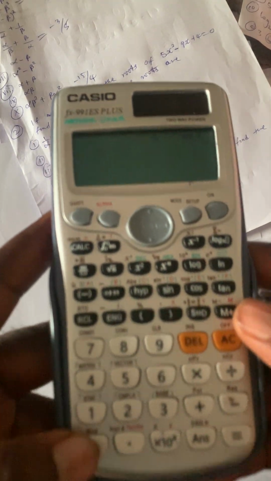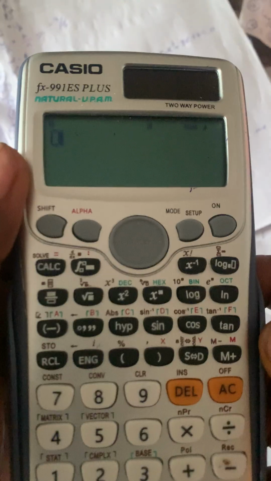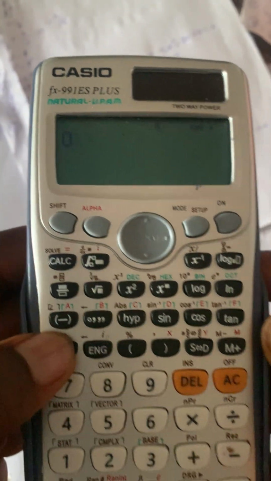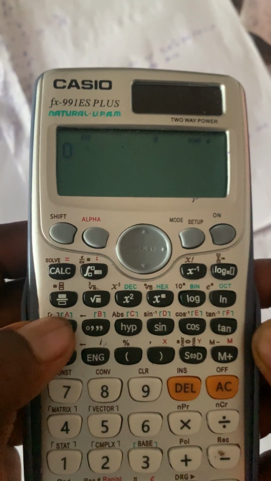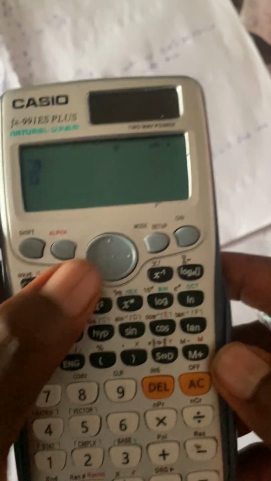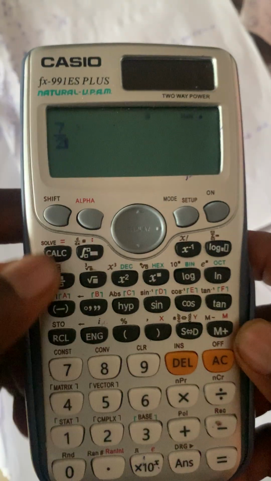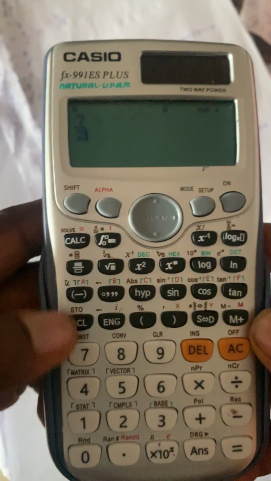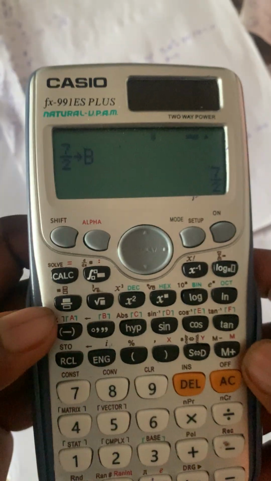So 0. If you want to store, the first thing to do is press that 0, then press shift, then press this store. This is store. Then press your alpha. See my A here. So it has stored. The next thing to store is 7 over 2. To store it, you press shift, press this store, then press B. I've stored it as this.